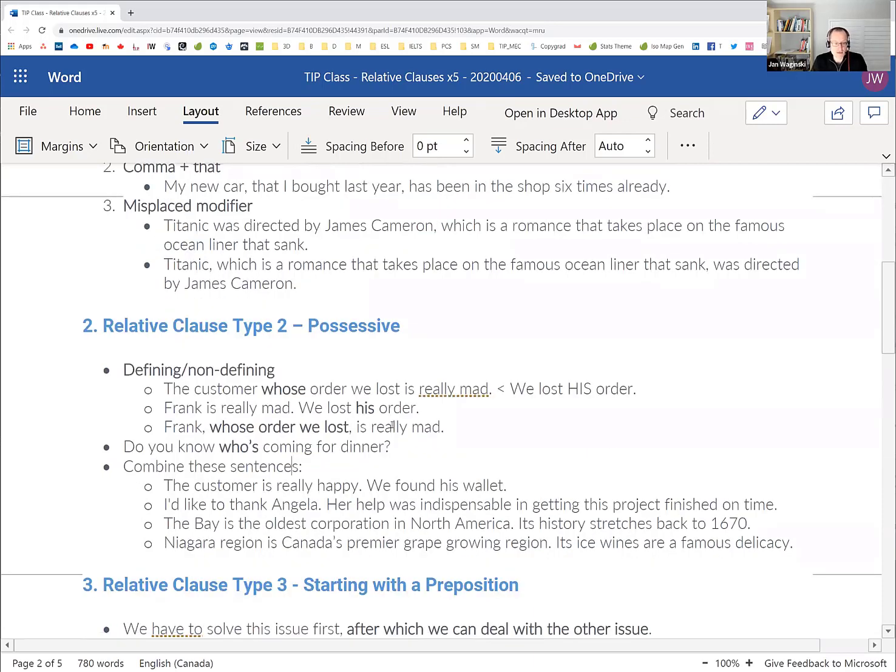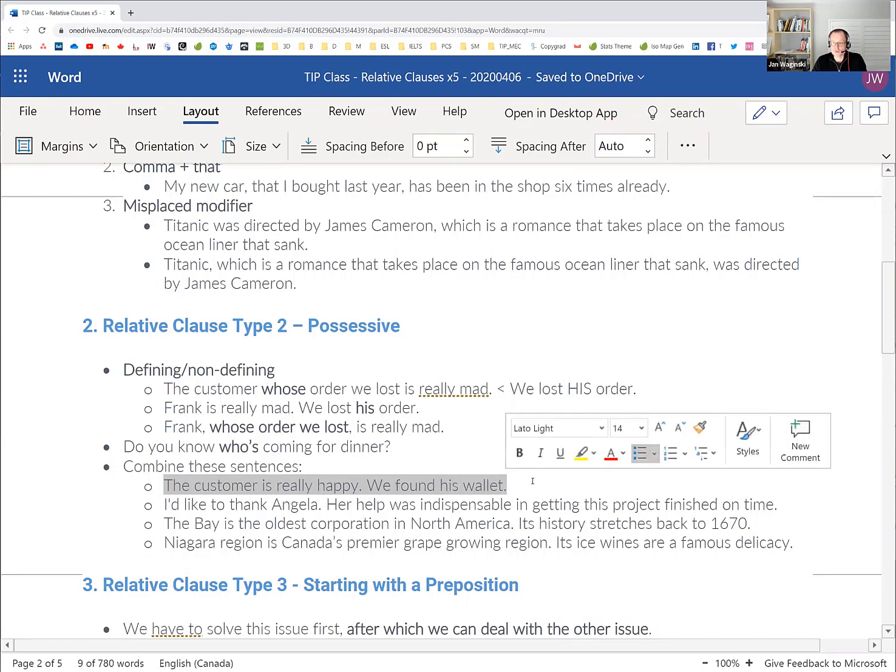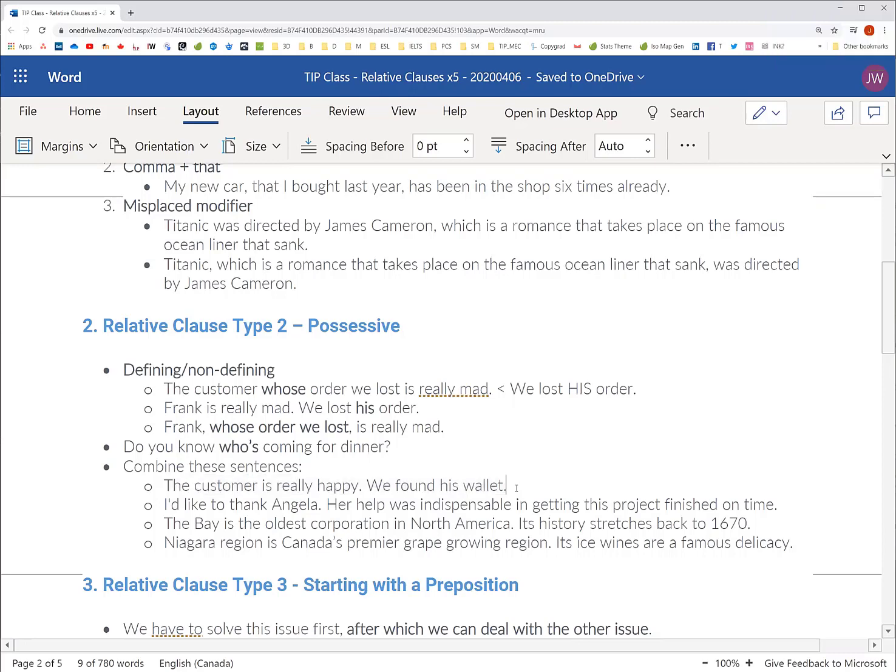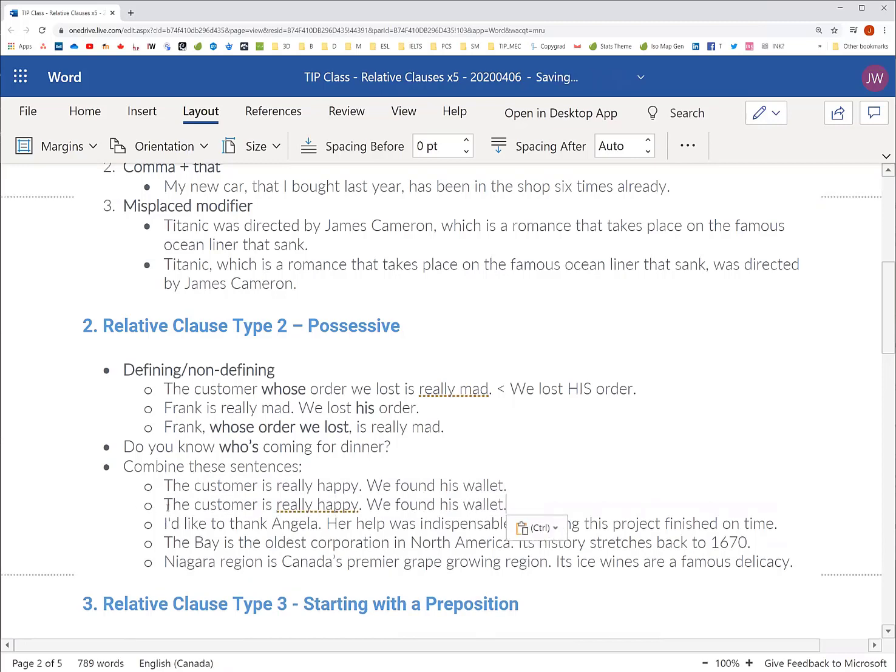Okay, so let's combine a few sentences. The customer is really happy. We found his wallet. Let me give you about 10 seconds to think about an answer, and then I'll just ask one person. Safa, how would you combine these two using the same pattern and using a possessive relative clause? The customer is really happy, we found his wallet.